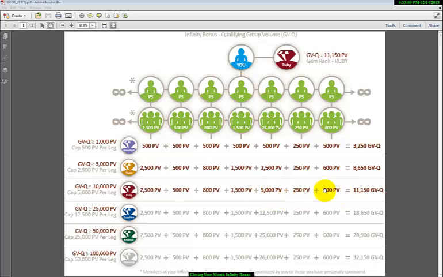So now it's going to add those all together. Your grand total is 11,150. Do you have at least 10,000? You have over 10,000, so yes, you are qualified as a ruby. So now let's go up to the next level. That next level would be a sapphire.